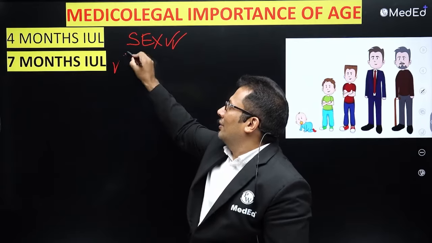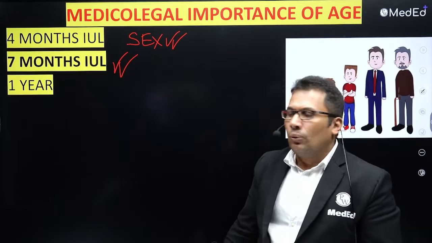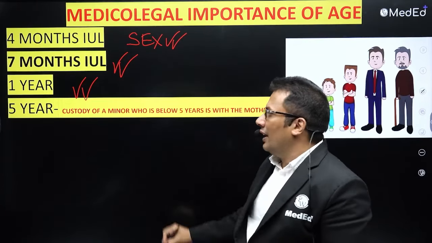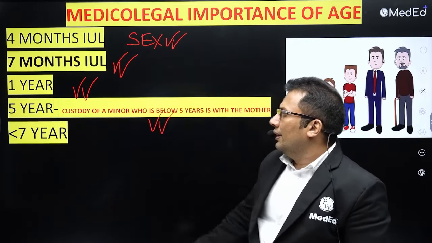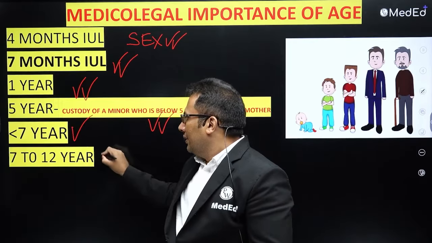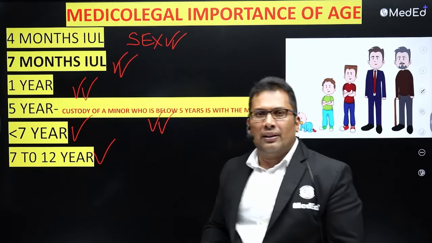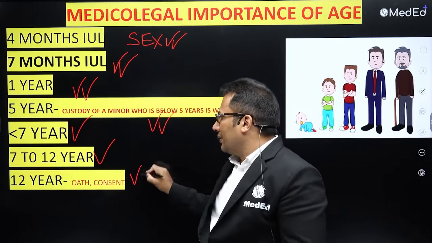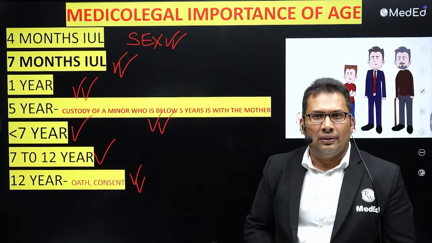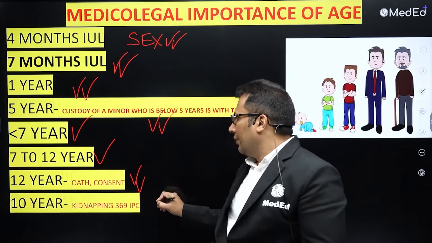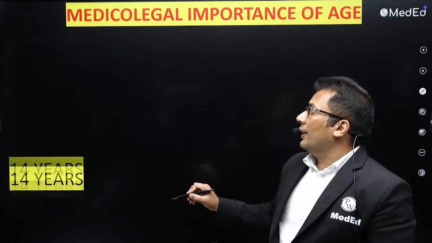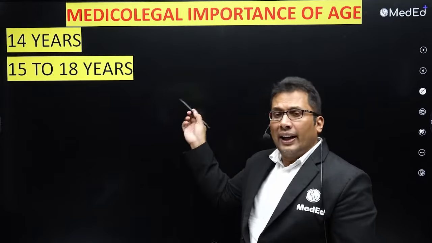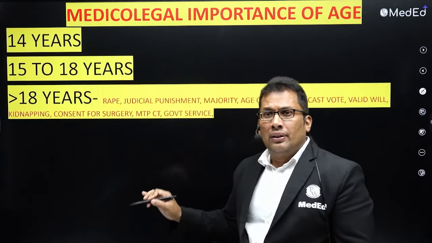7 months viability, 1 year infanticide, 5 years custody of child with the mother, less than 7 years, 7 to 12 years criminal responsibility of child, 82 and 83 IPC, 12 years the oath and the consent, 10 years, they can ask you in exam, 14 years Factory Act 1948, 15, 18 years again Factory Act 1948, 18 years.